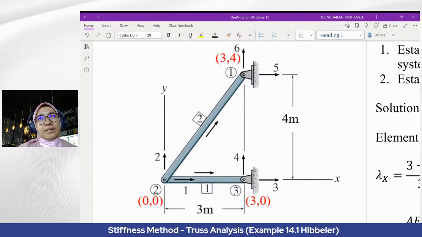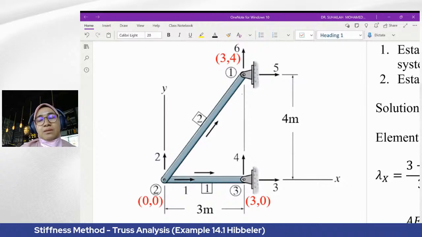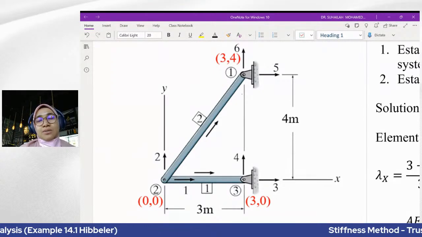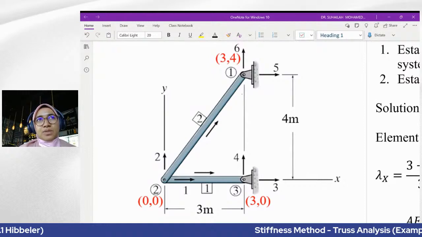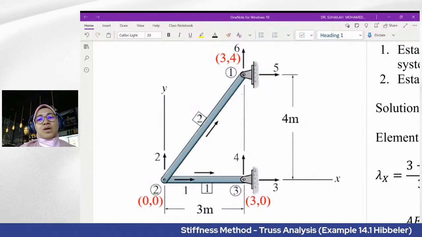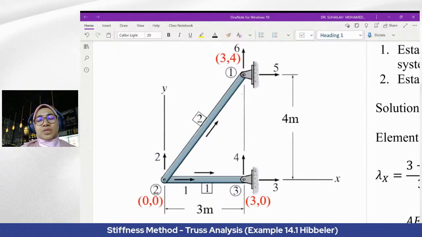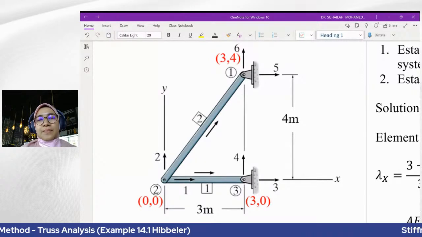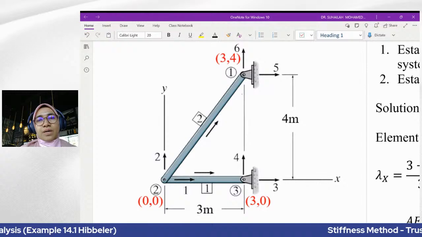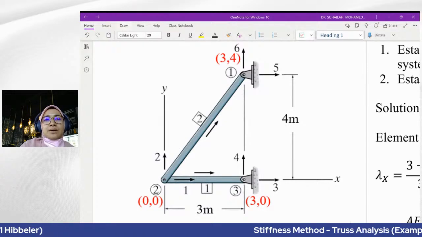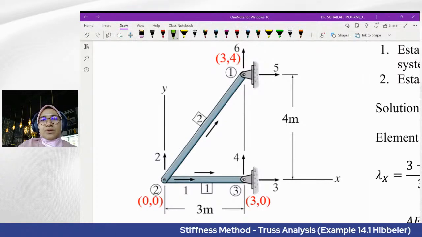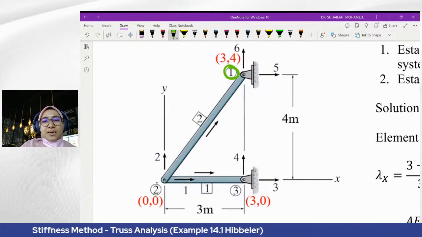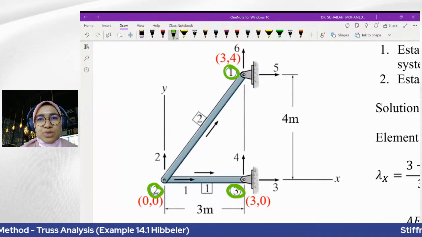As I explained in my previous lecture, in order to analyze truss using the stiffness method, we have to make sure that the truss must have node numbers. So this is the node number. There are three nodes in the truss. Okay, this is a truss with three nodes.